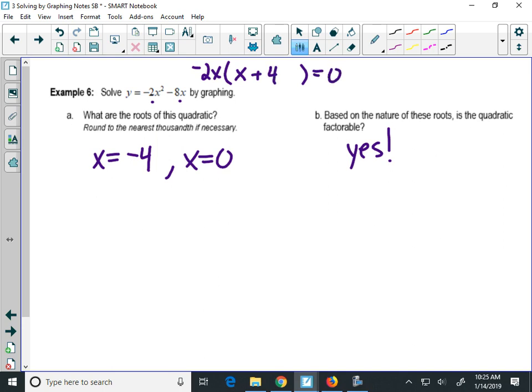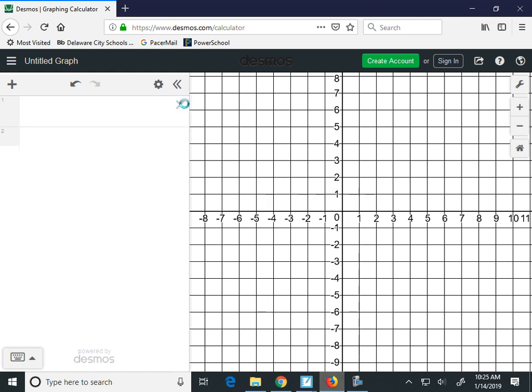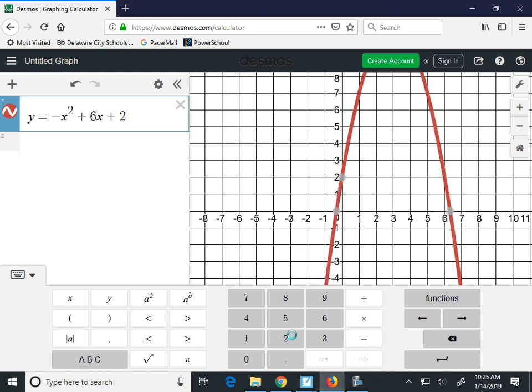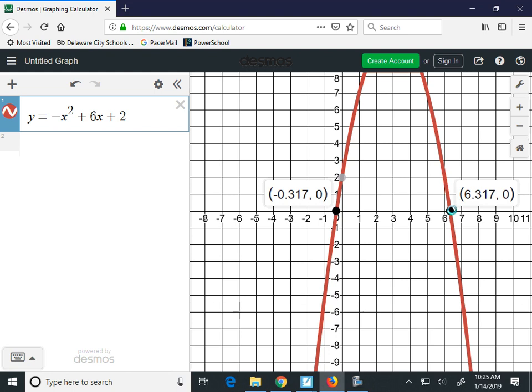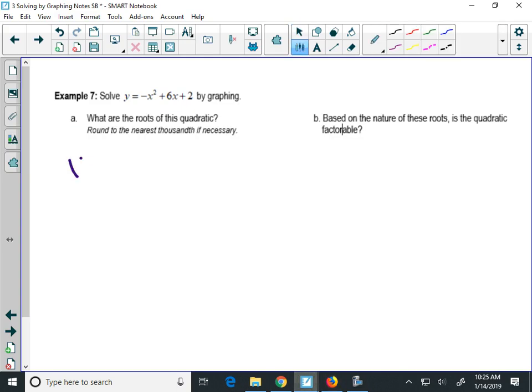All right, last one on our notes here. Negative x squared plus 6x plus 2. So we'll start one more time. Y equals negative x squared plus 6x plus 2. When I look at this graph, these are my roots, negative 0.317 and 6.317. Those look like irrational roots, right? Negative 0.317 and 6.317. Those are not rational numbers, so this is not factorable.